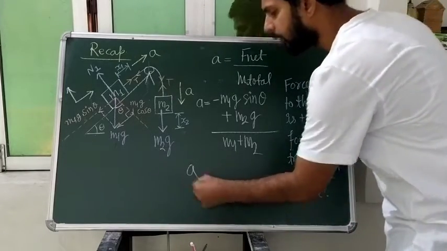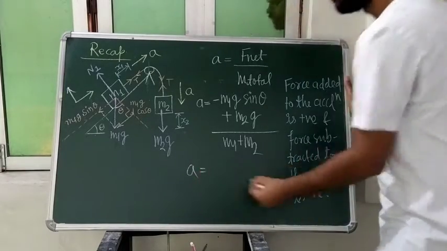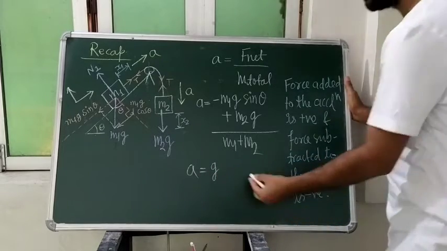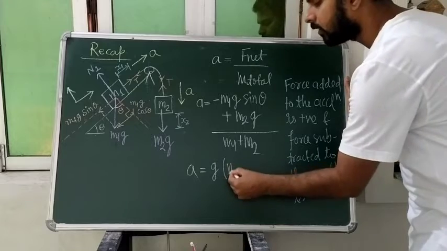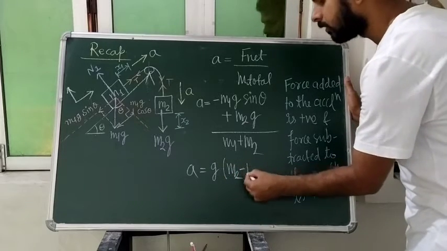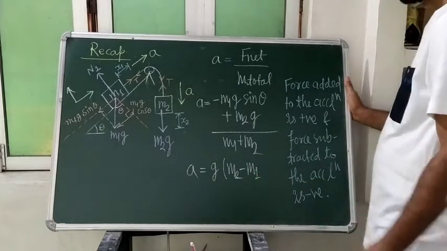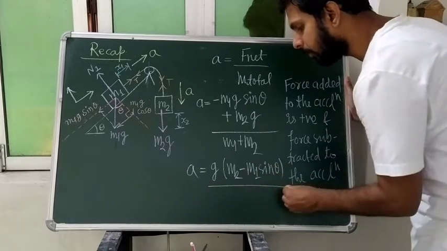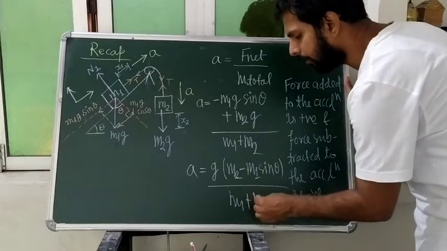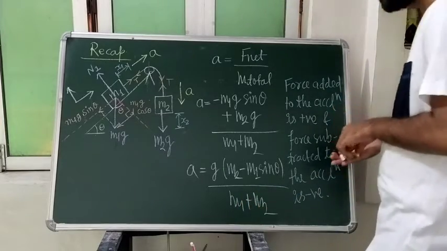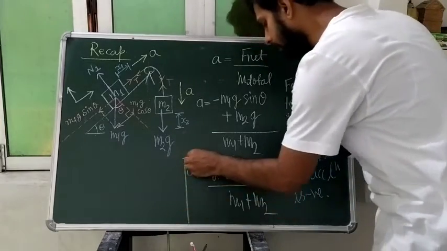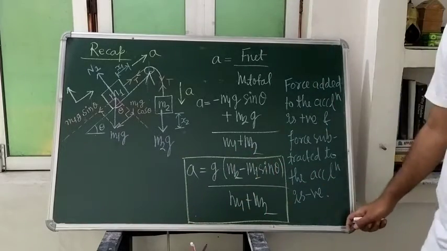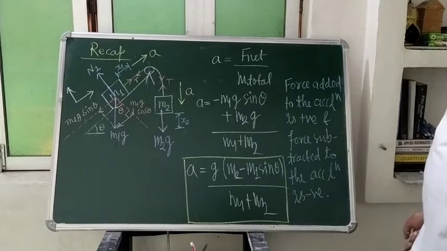So of course the expression of acceleration, if you write it, student, suppose I am taking out g as common. So what will we get? This g times m2 minus m1 sin theta divided by m1 plus m2. So we can write the expression of acceleration directly by performing this task.